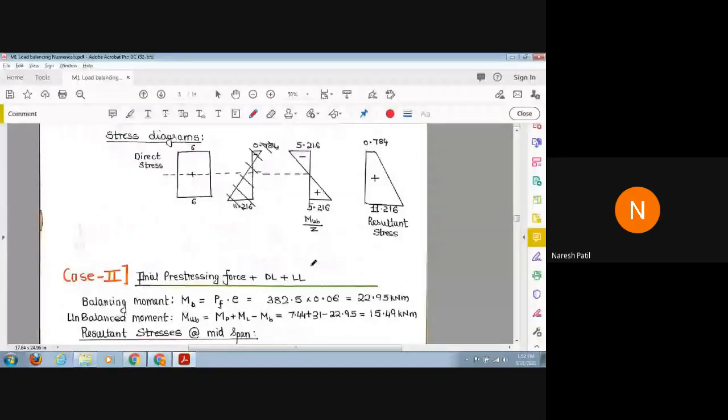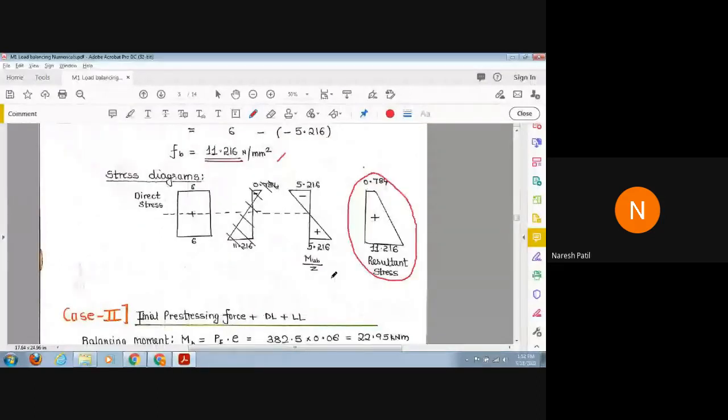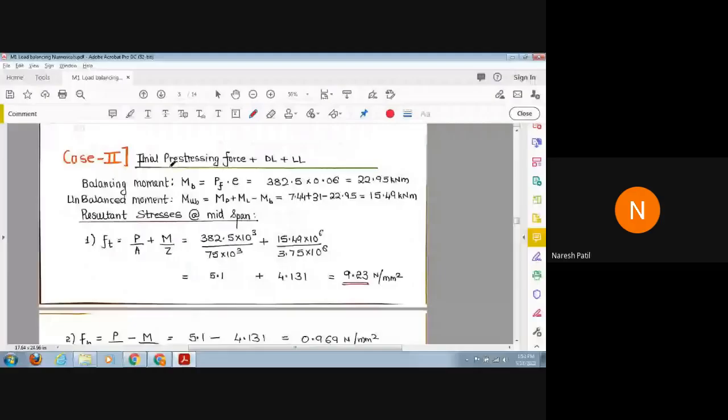Next we have the balancing moment when it is pre-stress plus dead load plus live load. That is P into E. So the unbalanced moment is MD plus ML minus MB. So we have got this as 15.49 kilonewton meter, because it is unbalanced.